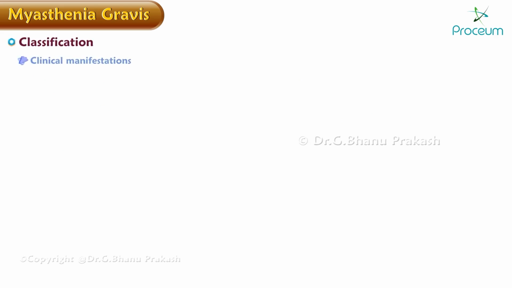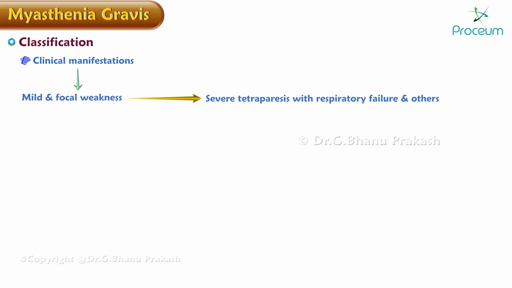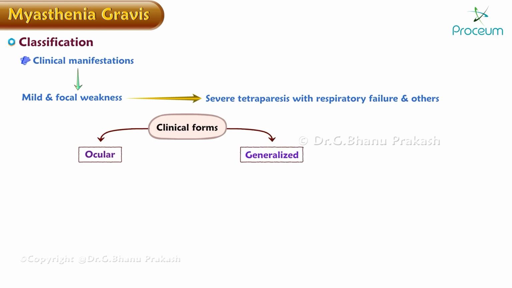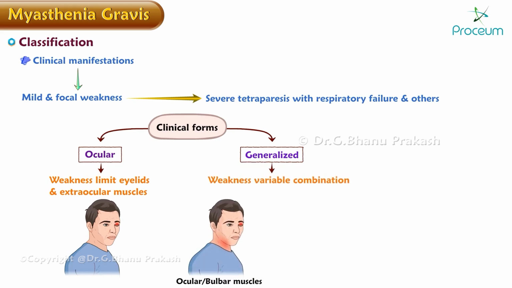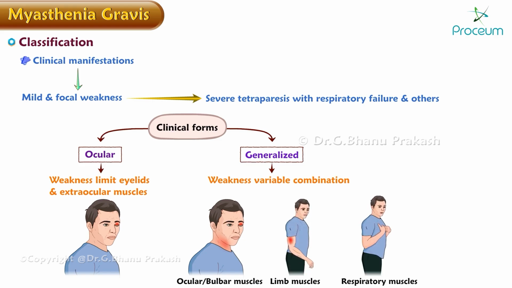Classification. The clinical manifestations of myasthenia gravis can vary from mild and focal weakness in some patients to severe tetraparesis with respiratory failure in others. Clinical forms. There are two clinical forms of myasthenia gravis, ocular and generalized. In ocular myasthenia gravis, weakness is limited to the eyelids and extraocular muscles. In generalized myasthenia gravis, weakness involves a variable combination of ocular, bulbar, limb, and respiratory muscles. Many patients with ocular myasthenia gravis eventually progress to generalized myasthenia gravis.